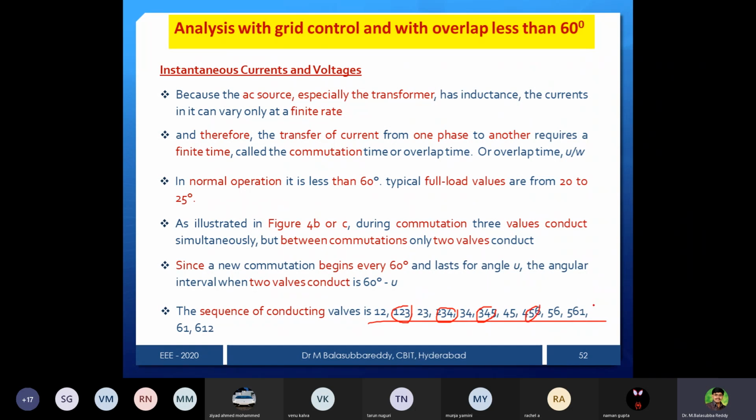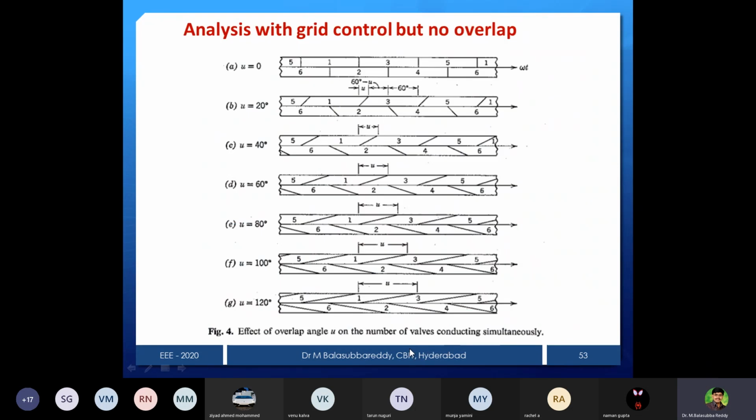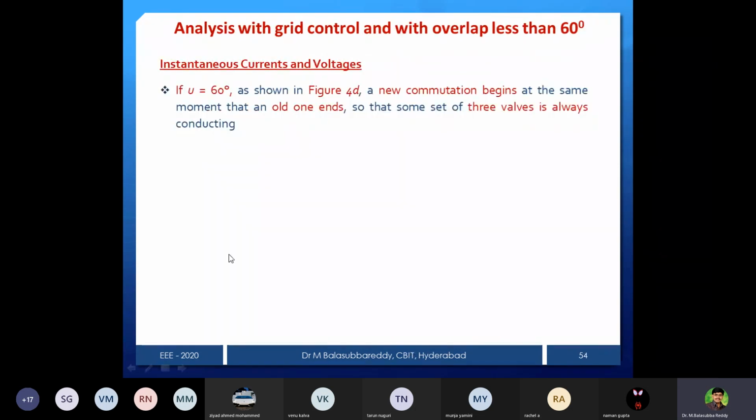We can observe that to get one full interval or one full cycle, there are two options. One is an overlap interval and a non-overlap interval. So you just take any duration, 1 2 and 1 2 3, or 2 3 and 2 3 4, or 3 4 and 3 4 5. Any particular interval, if you integrate, automatically you will get an average expression. That's what you can see here. If u is equal to 60 degrees, then what will happen? Only 3 valves are conducting for exactly 60 degrees. Always 3 valves, just based on the previous diagram.